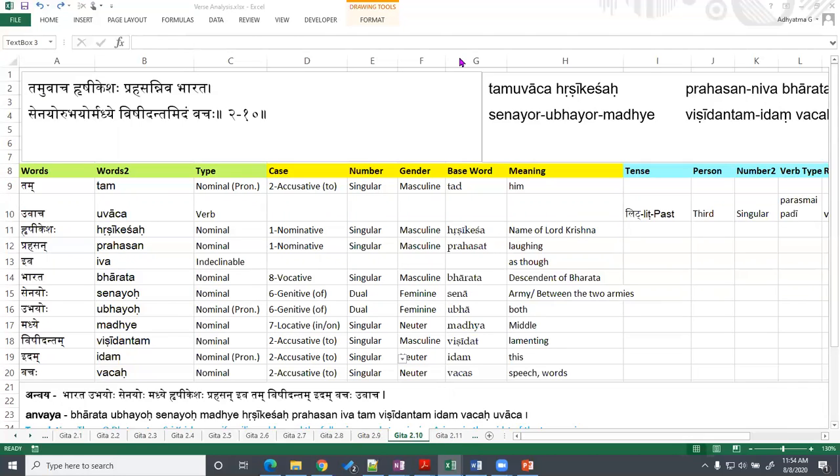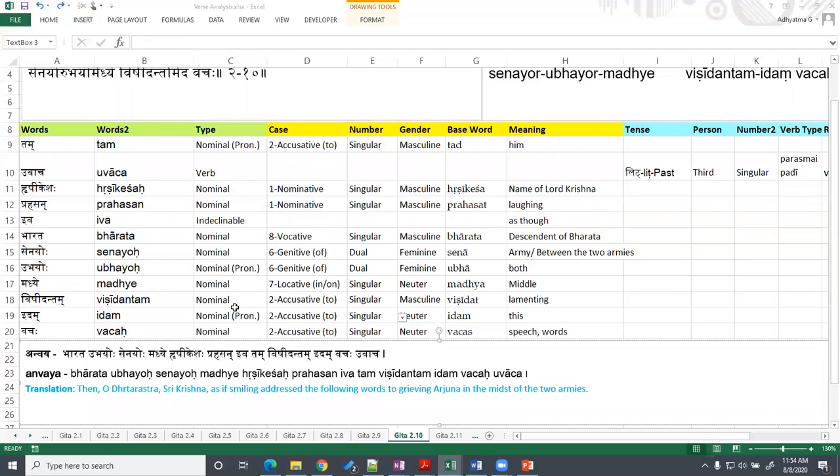And this is another question here: how is the word Vishidantam derived? Vishidantam is derived from Vishidat. Again, this is not a form we have studied yet in Sanskrit class. We will be studying this one though, but we have not studied it yet. Vishidat means one who is lamenting, and it is a participle form. We will see in more detail how it is derived and becomes Vishidantam.